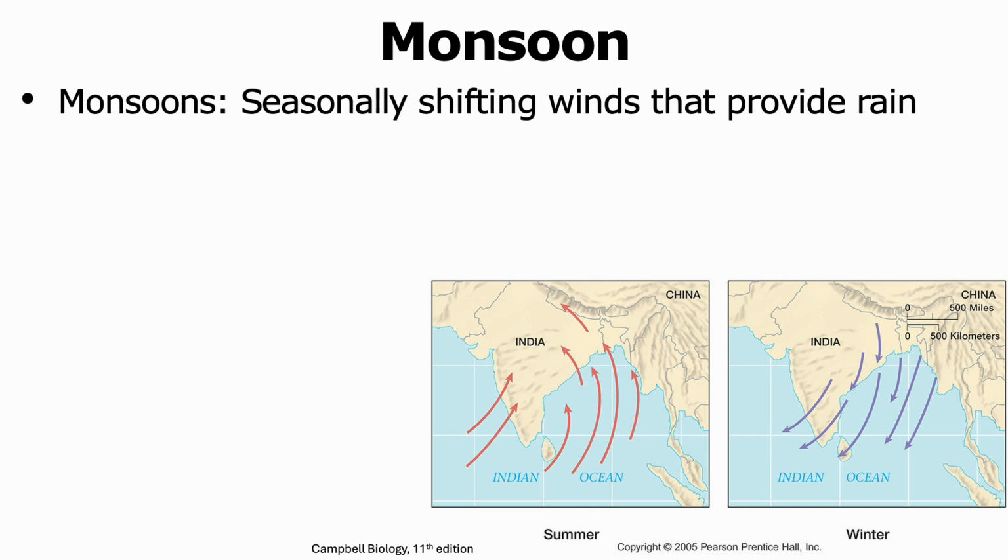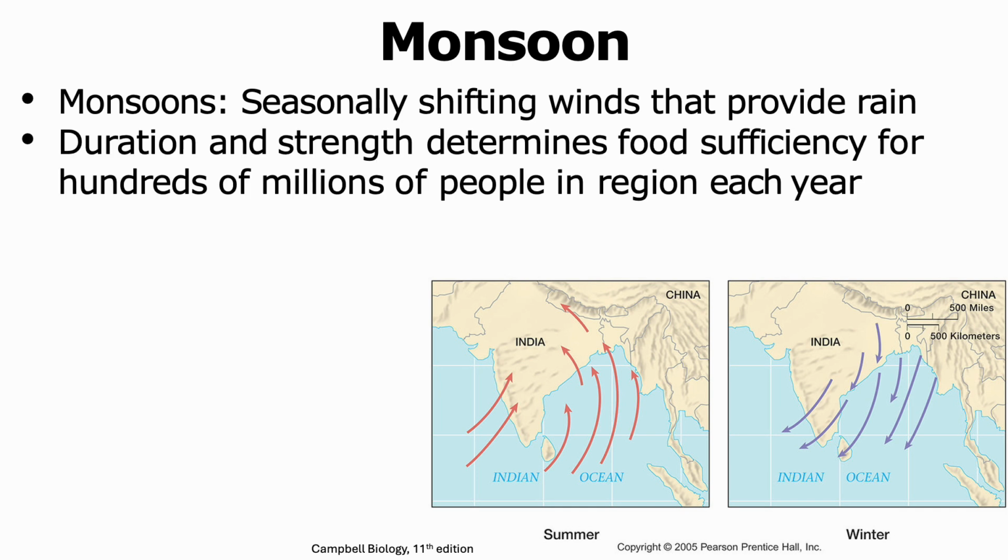The monsoon are seasonally shifting winds that provide rain. They're normally observed in Asia, and the duration and strength of the monsoon determines how much food is available each year to hundreds of millions of people that live in that region.